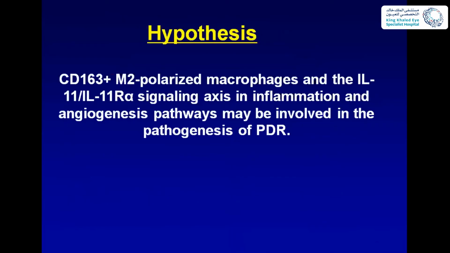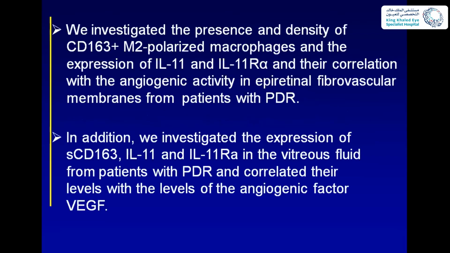So the overall hypothesis is that the M2 macrophage and this cytokine are going to play a very important role in inflammation, involved in the angiogenesis pathway, implicated in the pathophysiology of proliferative diabetic retinopathy. How? We will see. So we investigated the epiretinal fibrous membrane from the PDR patient, and we investigated the M2 macrophage and the expression of this cytokine, interleukin 11, and its receptor, which are pro-angiogenic.